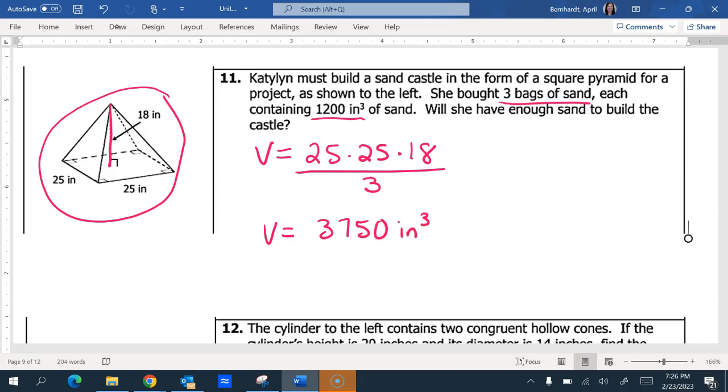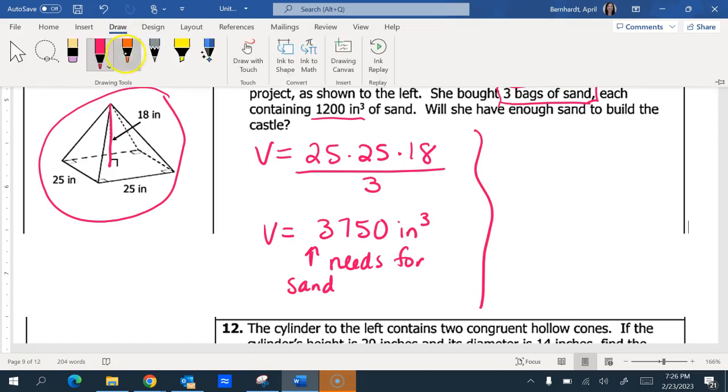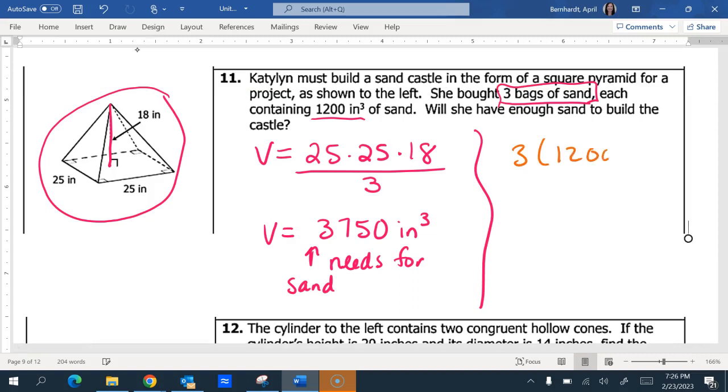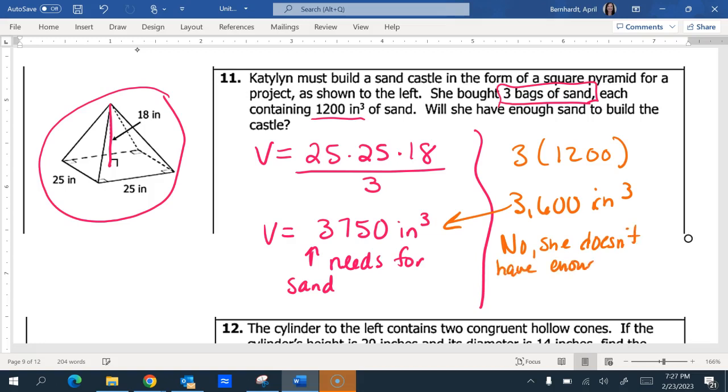and we end up that the volume is 3,750 cubic inches. So this is how much sand she needs to build. And then she has 3 bags of sand, each containing 1,200. So we're going to do 3 times 1,200, which is 3,600 cubic inches. So does she have enough sand to build the sandcastle? No, she doesn't have enough sand. She is 150 cubic inches short.